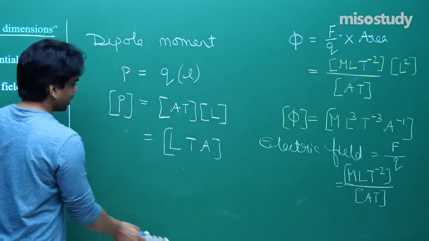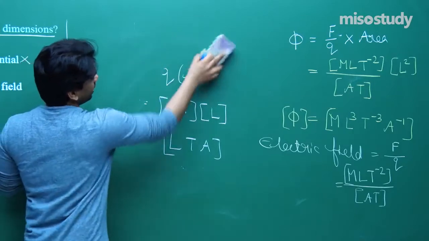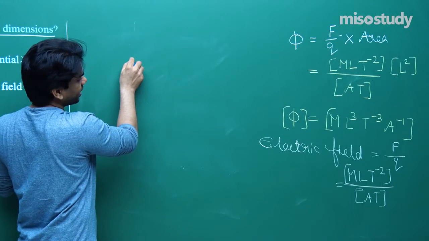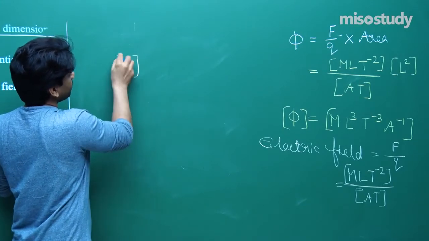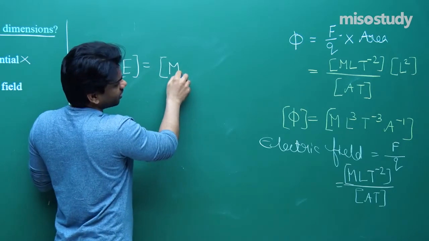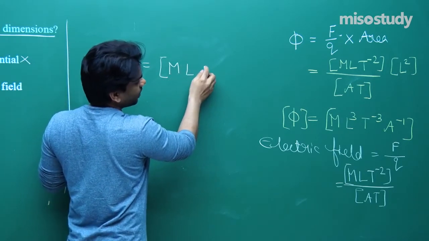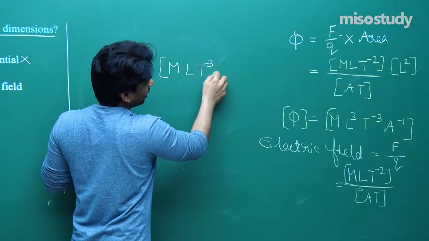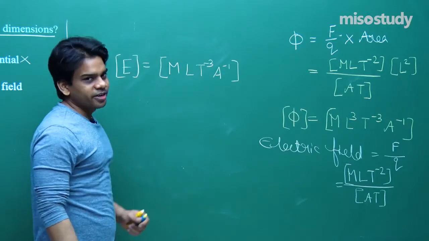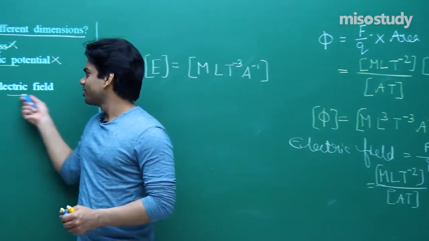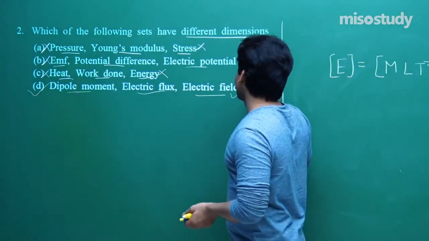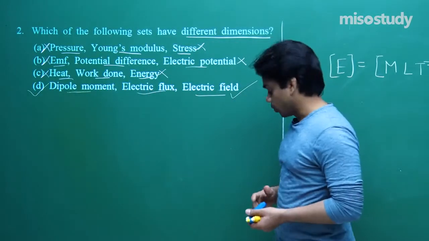So the next part that we are left with, let me rub this part, dipole moment we got that it's LTA, and hence MLT power minus 2 we will be getting electric field E, its dimensional formula as M, and then we'll be having L and T power minus 3 and A power minus 1. So for electric field also it's different, so all the three have different dimensions. So option number D will be the right answer for this question.